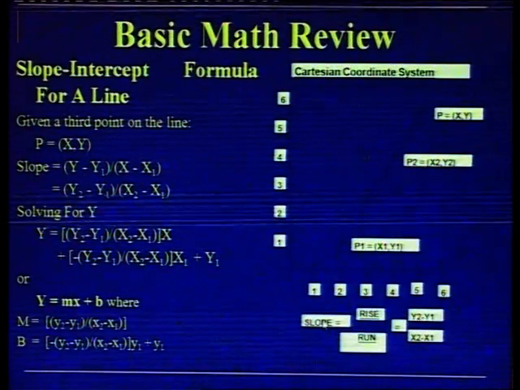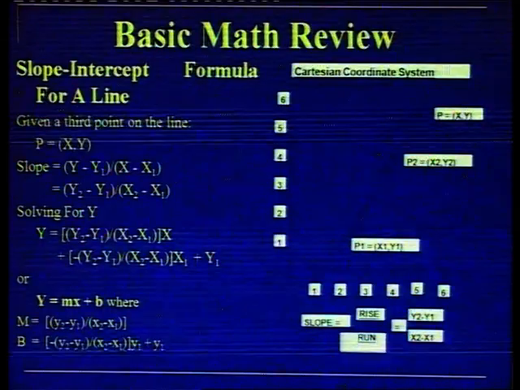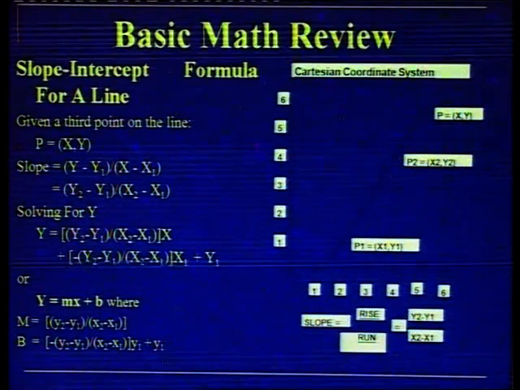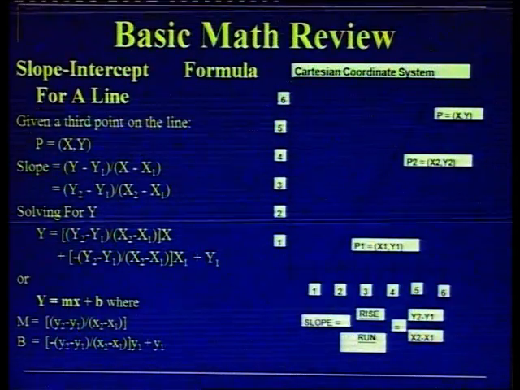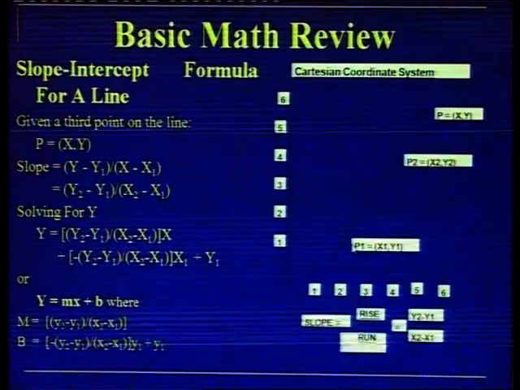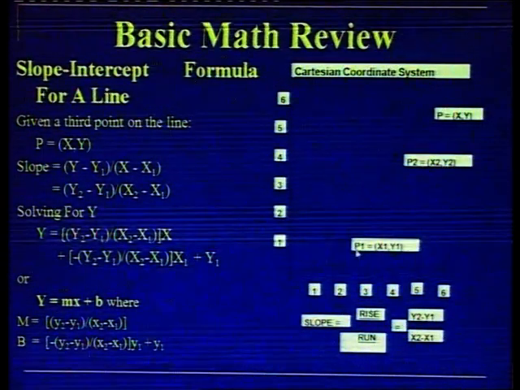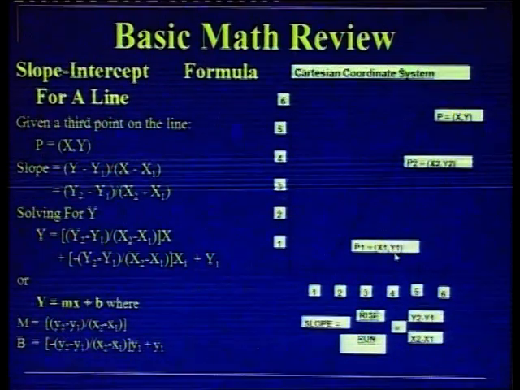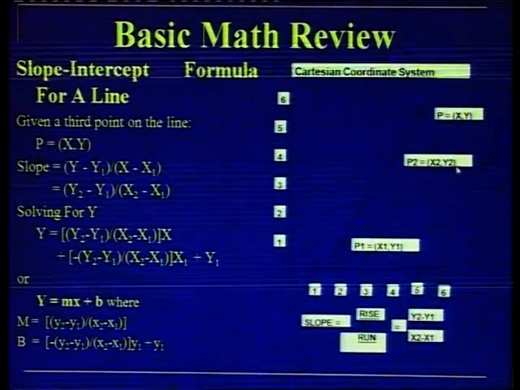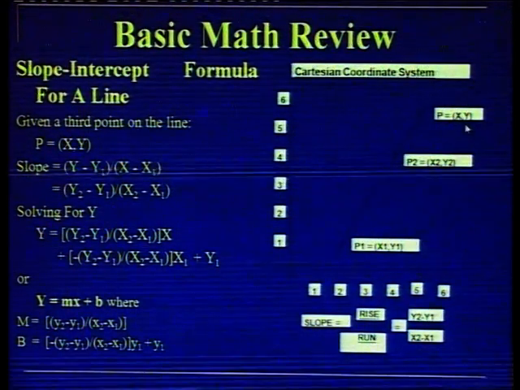Before starting the line drawing, I just want to give you a basic math review. First of all, for a line there is a slope intercept formula. Suppose there is a line, you can see that there is a line from P1 to P2. There are 3 points, P1 with the coordinates x1, y1, P2 with the coordinates x2, y2. For the third point, suppose the third point is described by x comma y.